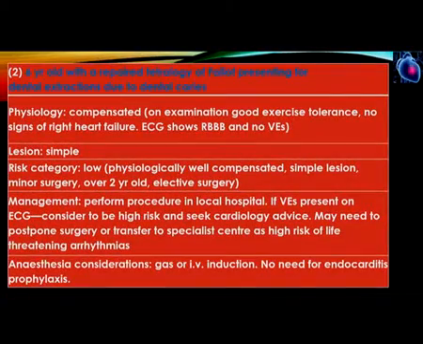The 6-year-old with a repaired tetralogy of Fallot for dental extraction due to dental caries. Physiology is compensated on examination, good exercise tolerance, no sign of right failure. ECG shows a right bundle branch block and no ventricular ectopies. Lesion is simple. Risk category is low. Management, perform procedure in local hospital. If ventricular ectopy is present on ECG, considered to be high risk and seek cardiology advice. May need to postpone surgery or transfer to a specialist center as high risk of life-threatening arrhythmia. Anesthesia consideration, gas or IV induction, no need for endocarditis prophylaxis.